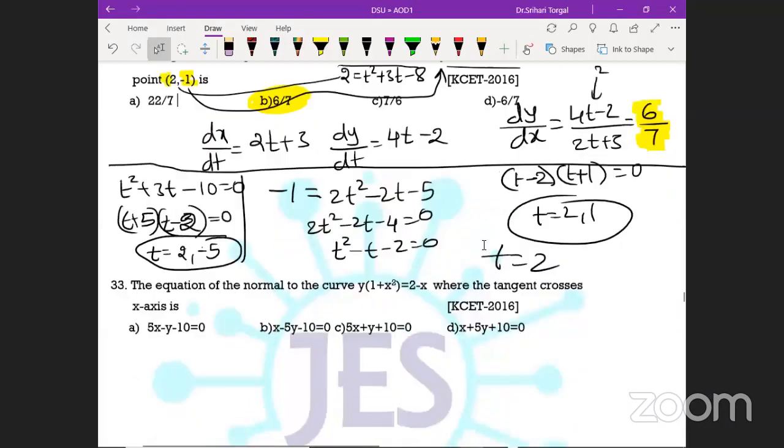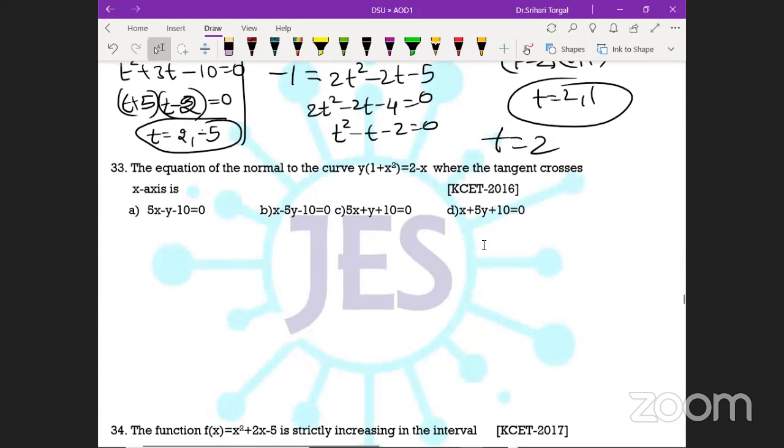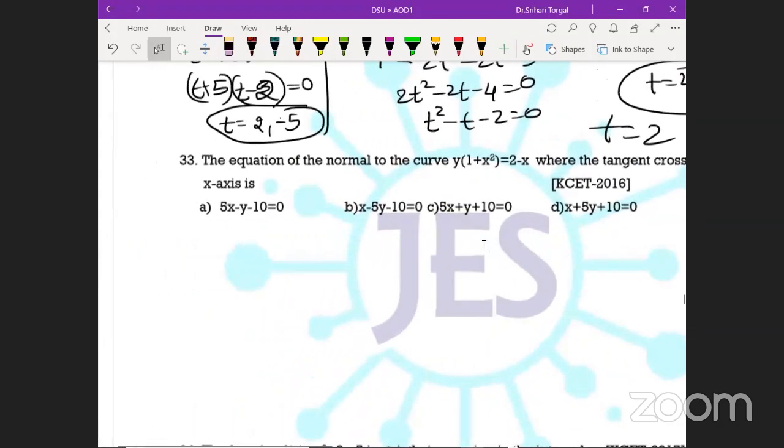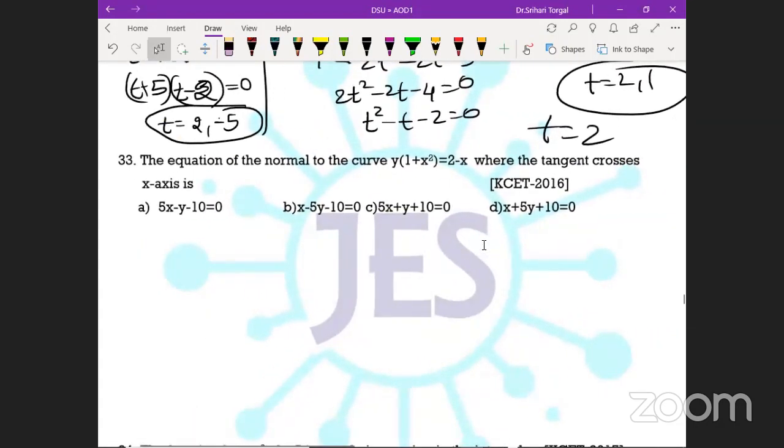Over. Next, we'll move on to the next question. The equation of the normal to the curve y(1 + x²) = 2 − x, where the tangent crosses the x-axis. The equation of the normal to the curve.